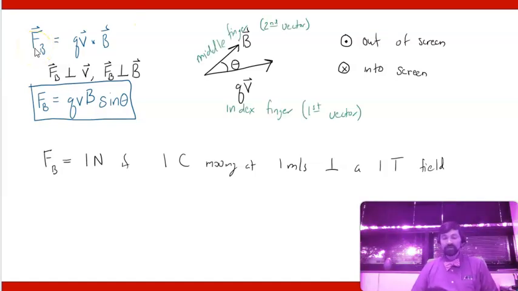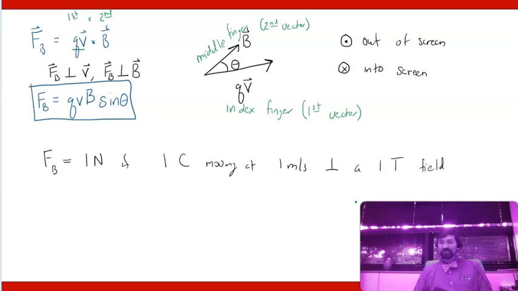And again, how do you know which one goes with the index and which one goes with the middle finger? The index finger points along the first vector in the cross product. So this is the first vector in the cross product. So this is first, cross, second. So second vector is B because it's the second one in the cross product. If you reverse the order, then you'll actually get a negative value.